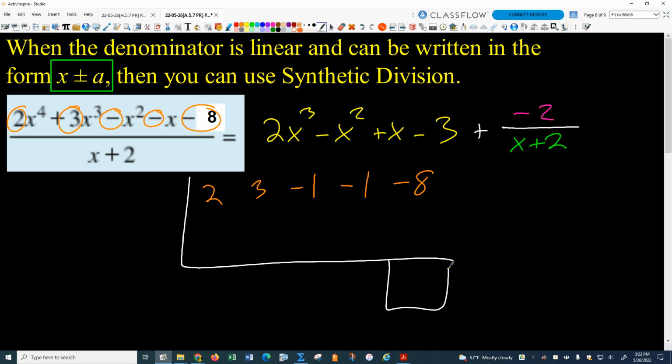Okay. Now this is a little tricky here, so pay close attention. The number that we're going to put out front is the 0 of the denominator. So what's the 0 of the denominator? In other words, what's the value of x that makes the denominator equal 0? Negative 2. Okay, now we're all set to go. We've got it all set up. Here's how you do the process.